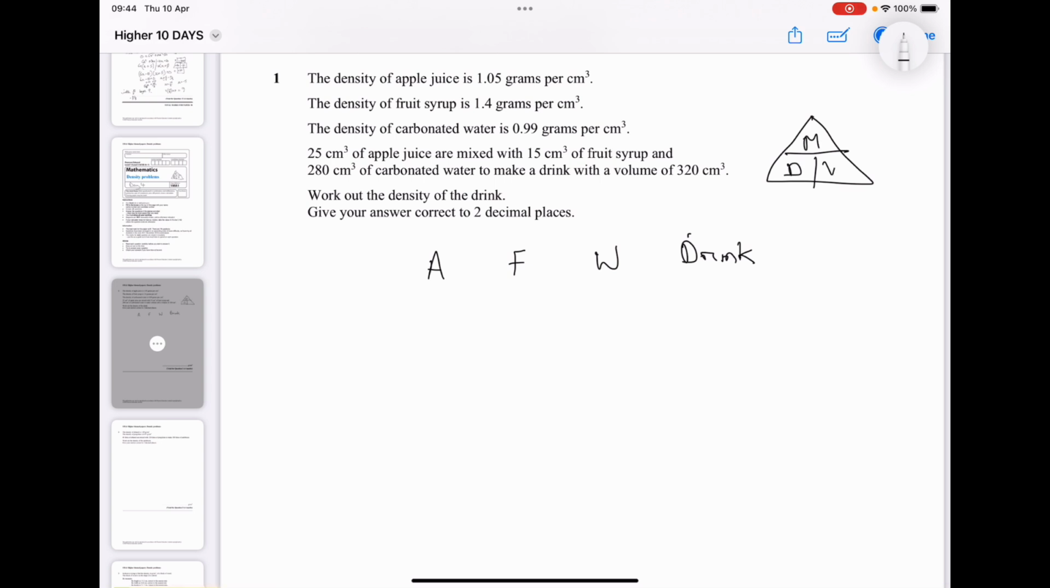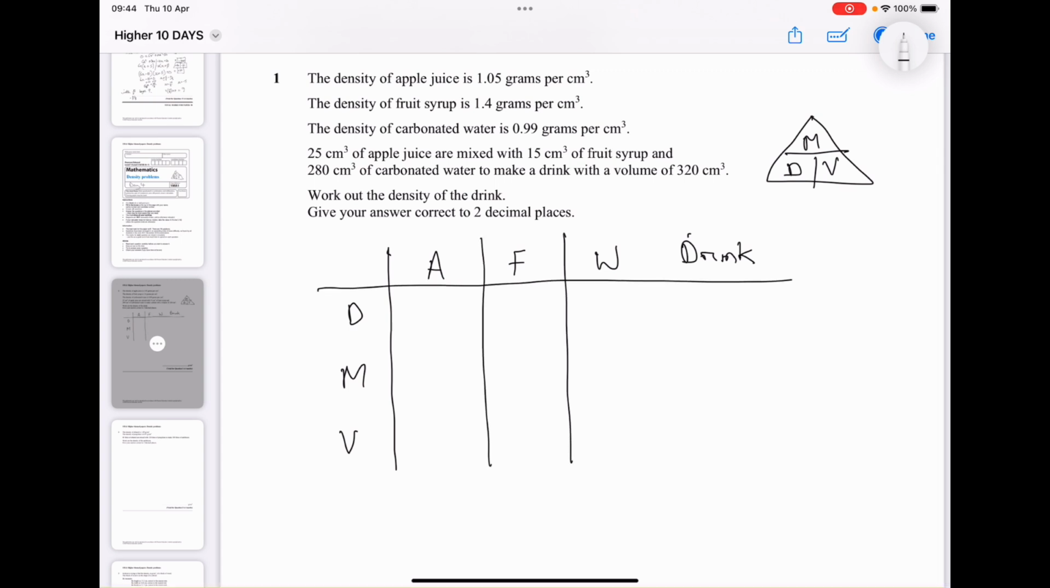mass, and volume. So, it doesn't matter which order you put those in. You might do density at the top, then mass, then volume. Sometimes I do the table the other way around, but a table with these is usually easier. So, I'm going to put my working out.